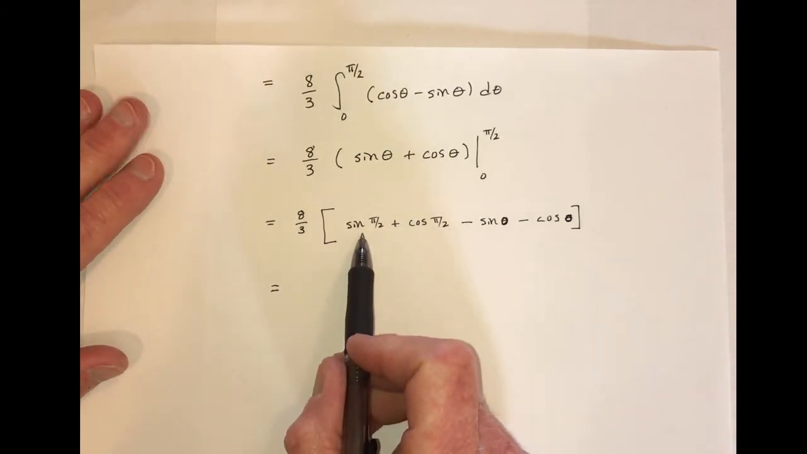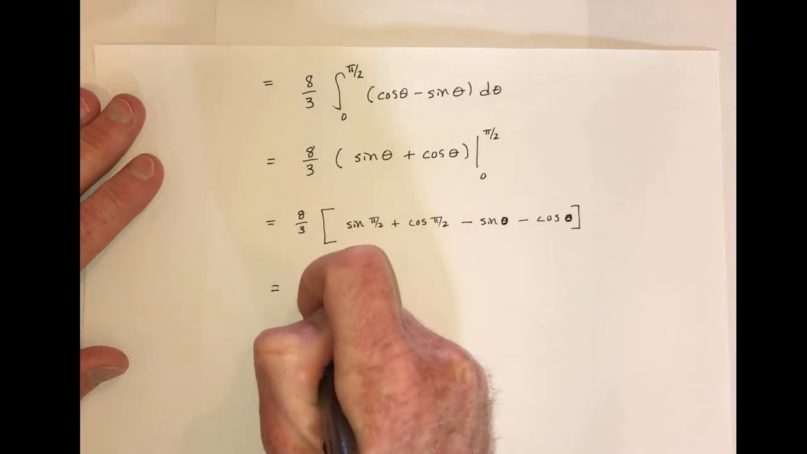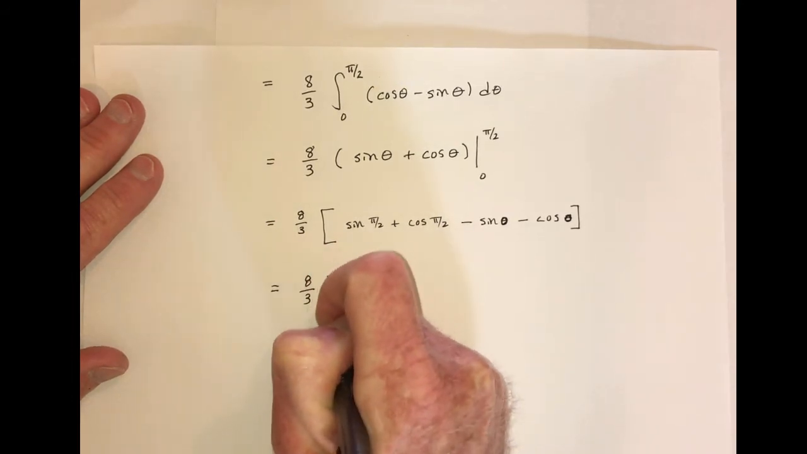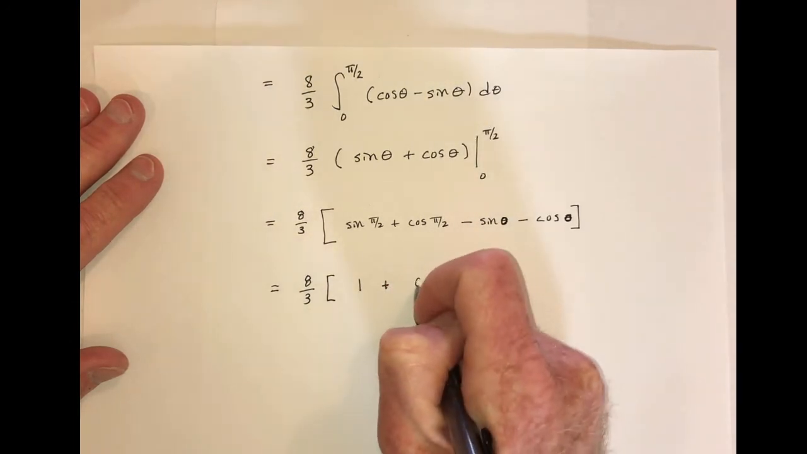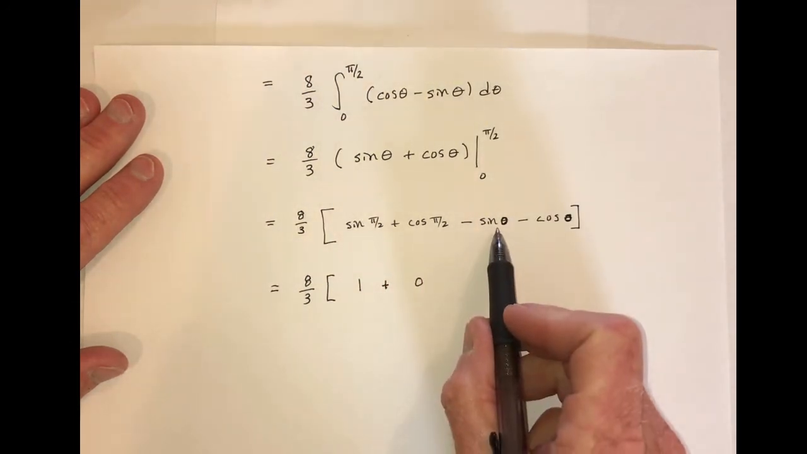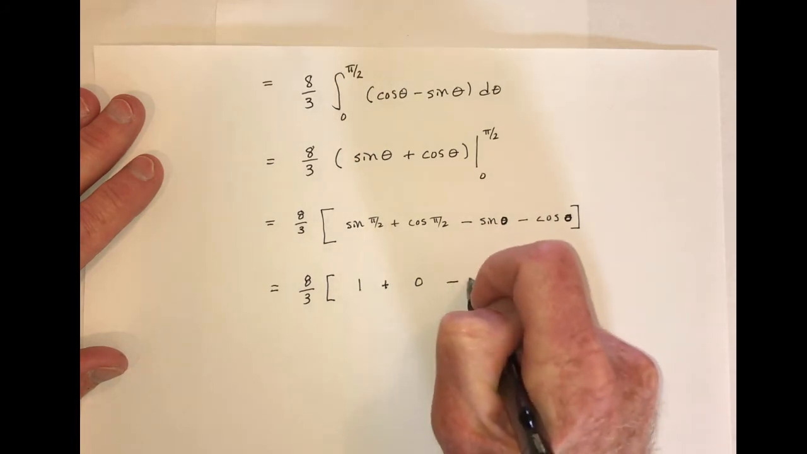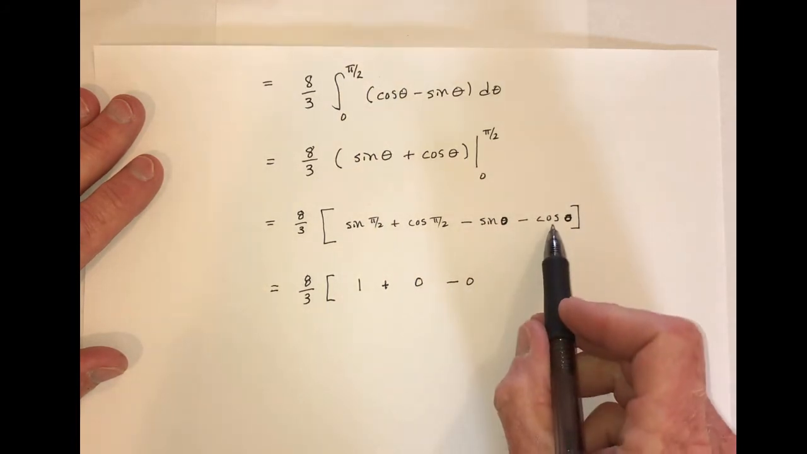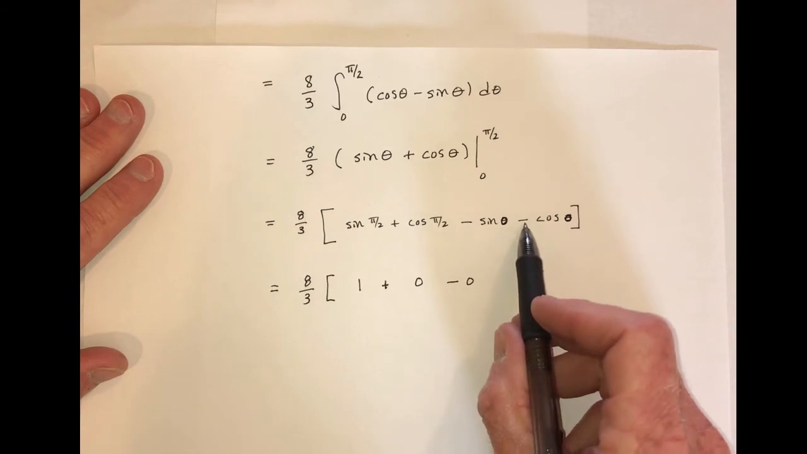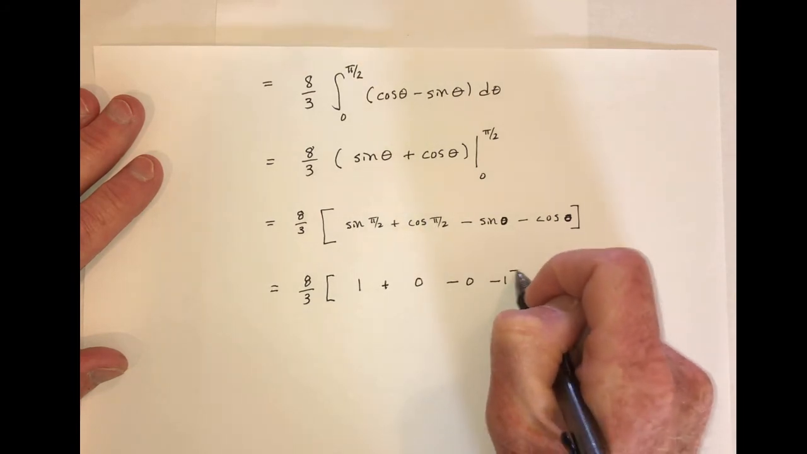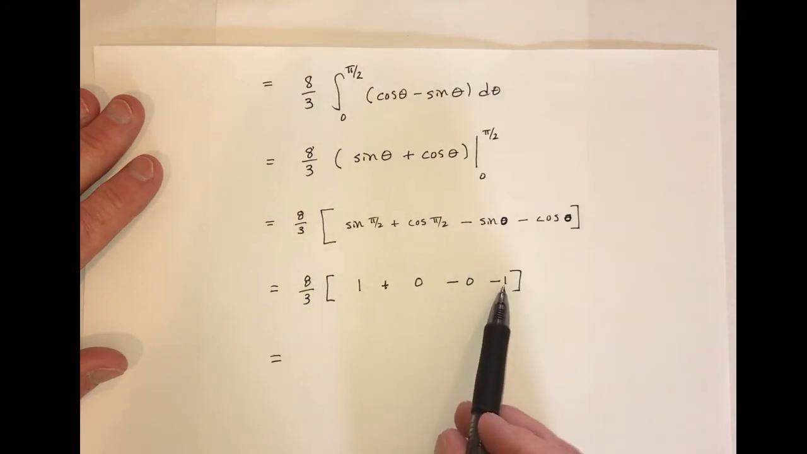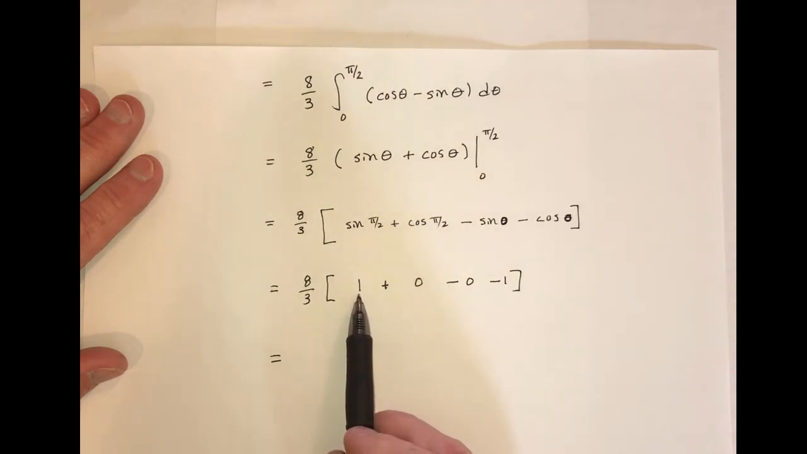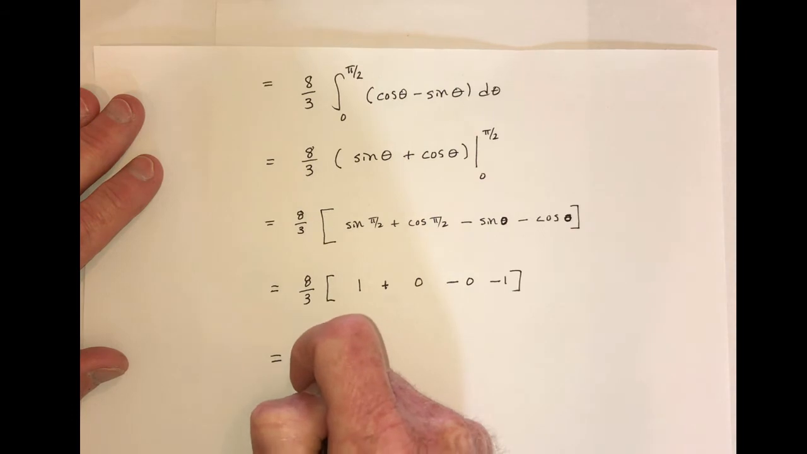So let's see, sine of pi over 2, that's a 1. Cosine of pi over 2, that's a 0. Sine of 0 is 0. And cosine of 0 is 1, but it's got this, so it's minus 1. So that is 0, because the 1 and the negative 1 are going to cancel, so it equals 0.